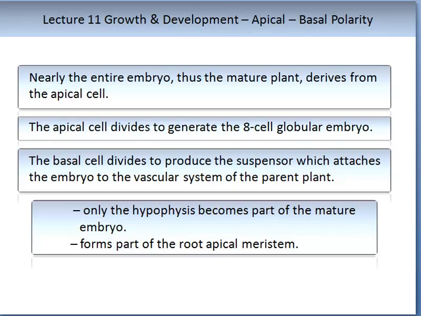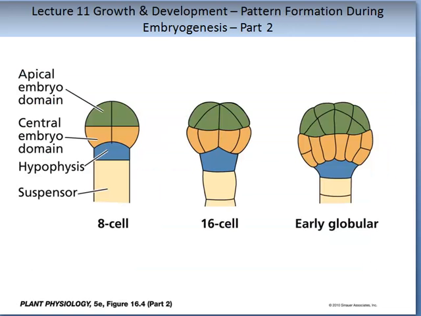The apical cell divides to generate the 8-celled globular embryo. The basal cell divides to produce the suspensor, which attaches the embryo to the vascular system of the parent plant. Only the hypophysis becomes part of the mature embryo. This forms part of the root apical meristem.